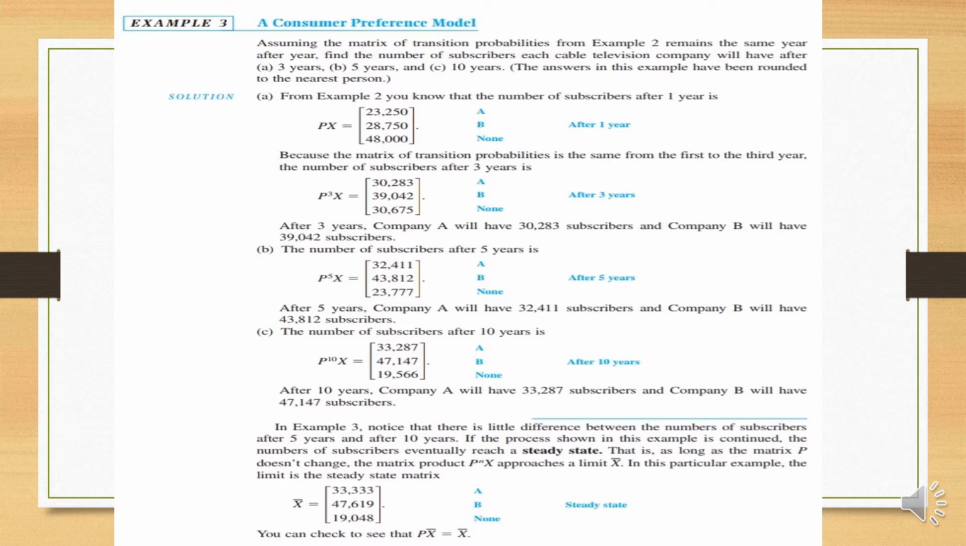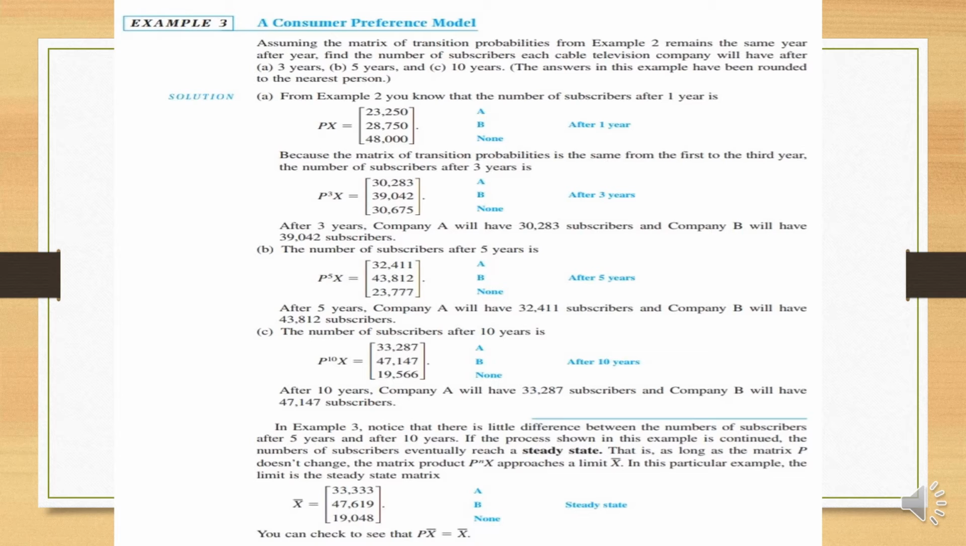We can prepare the table and we can see P raised to 10 X. So you can find P raised to 11 X, 12 X, 13, and 14. It looks like this is the steady state, and we take as X bar 33,333 in A, 47,619 in B, and 19,048 in no cable television.